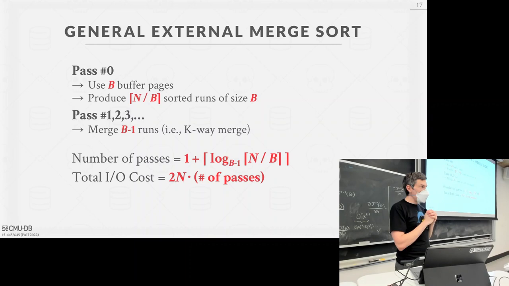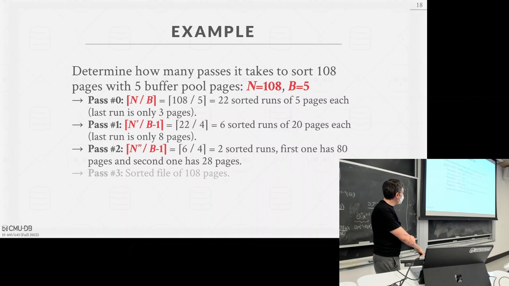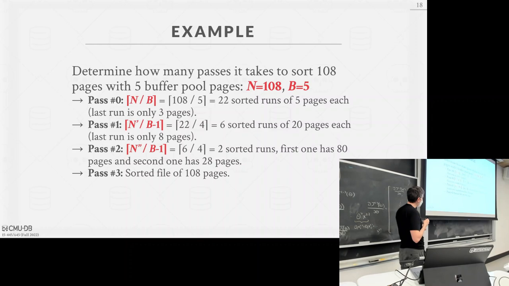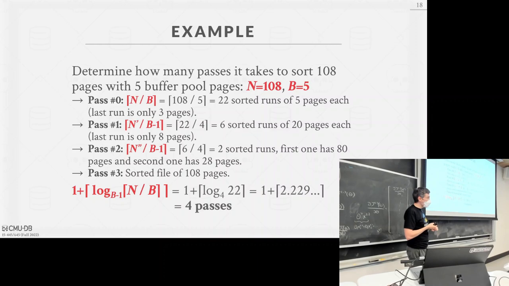Okay. Right, so as I said, it's pretty much plug and chug. You're just getting larger and larger run sizes as you go down, and at the end, you end up with a sorted run file of 108 pages. And in this example, the math works out that we end up with four passes like this, right?